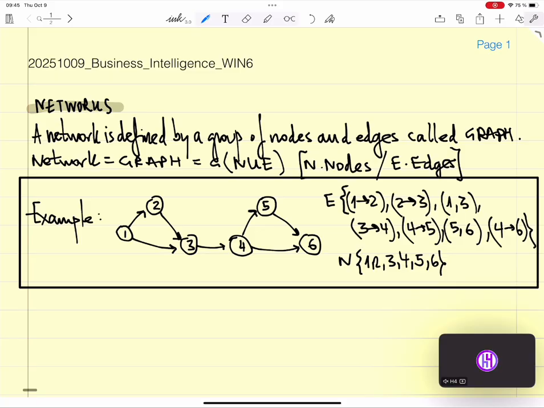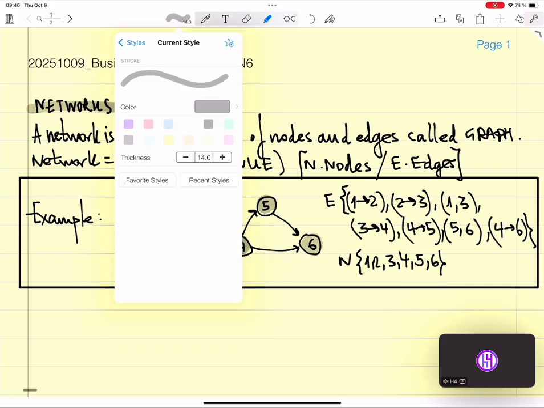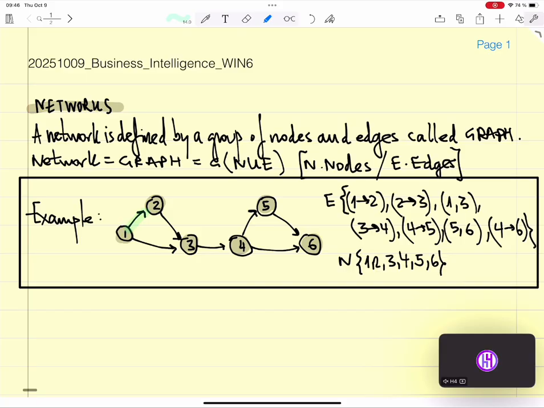Here. It's a set of nodes and edges, so a union of the nodes here, and the connections between the nodes. Edges can be directed, if they have an arrow, or undirected. We will look at directed edges in this lecture.